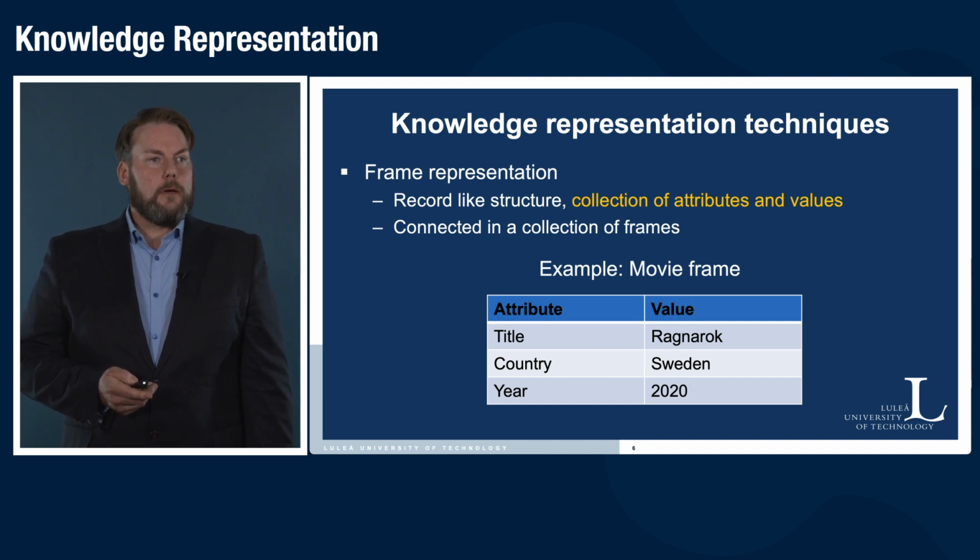So one very common technique is frame representation, where we have a record-like structure, a collection of attributes and values, and these frames can be collected into collections of frames. And here is an example of a movie frame, where we have attributes, title, country, and year. And for these attributes, there are corresponding values, Ragnarök, Sweden, and the year 2020.